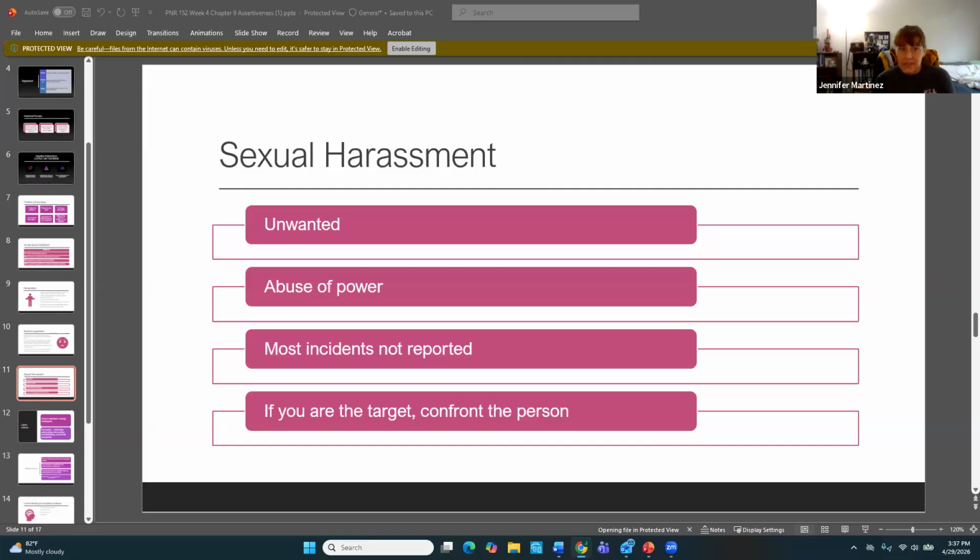And when you confront them and tell them this is unwarranted, you need to make sure that your verbal and your nonverbal communication completely match. If the unwanted behavior does continue, you report it to your supervisor, your department head, HR, whoever it is that you need to go to. But always remember, you have to tell them that it is unwanted. You have to confront them first.